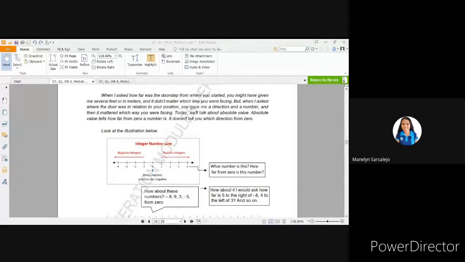So we have here a line pointing left and pointing to the right. And we have 0 here at the center of our line. So to the right of 0 are the positive integers and to the left are the negative integers. Okay, and 0 is neither positive nor negative. So, wala ta moingon negative 0, positive 0. Dili siya positive, dili sad negative atong 0.